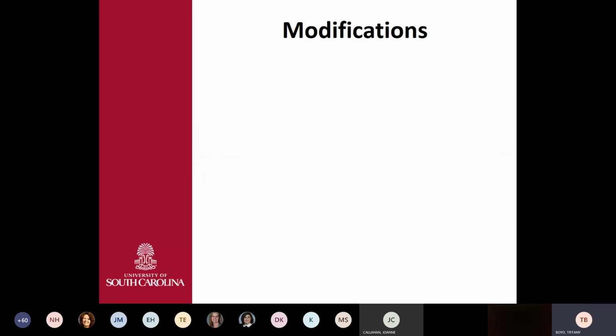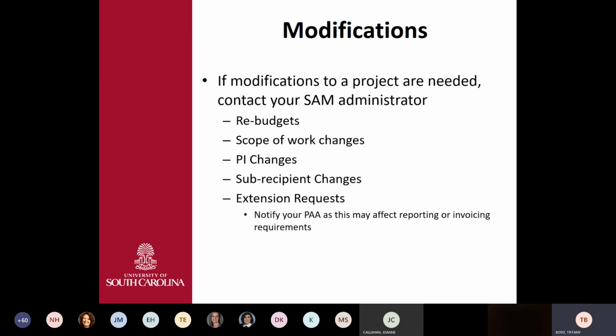So of course, as you're monitoring that award, you may determine that you need to make modifications. So if you need a modification to a project, always loop in your SAM administrator. So if you determine you're spending a lot more in tuition than you thought you were going to need to, so now you need a rebudget, loop in your SAM administrator. Or if you have a scope of work change, or the PI needs to change because the PI is leaving the institution, or something of that nature. Or you have any changes to your sub-recipients, or you need to request an extension. Always make sure you're looping in your SAM administrator because they handle all of that.